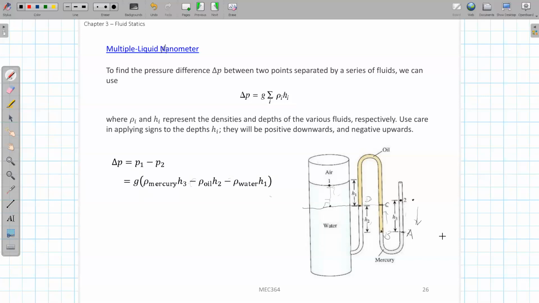Sorry, I just have a question. Once you get to the oil, the tube going into the water, that's assumed to be air?